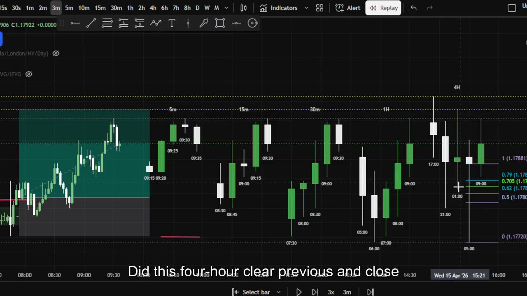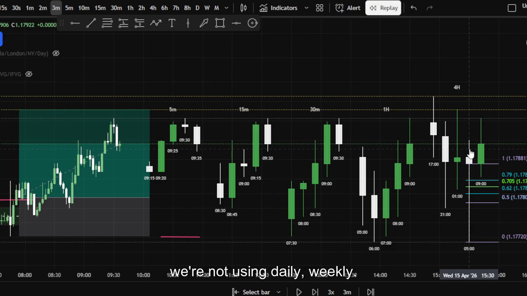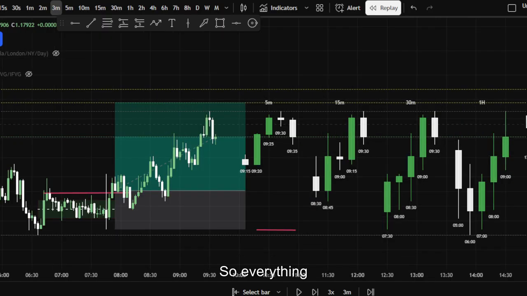Did this 4-hour clear previous and close within? Absolutely. So the highest of time frames, I mean, we're not using daily, weekly. It actually cleared the previous few candles and closed within all of them. Next 4-hour candle, what happens? We easily respect the 0.5. In fact, we easily respect the 0.25 and we start taking off. So everything is aligning, still bullish.